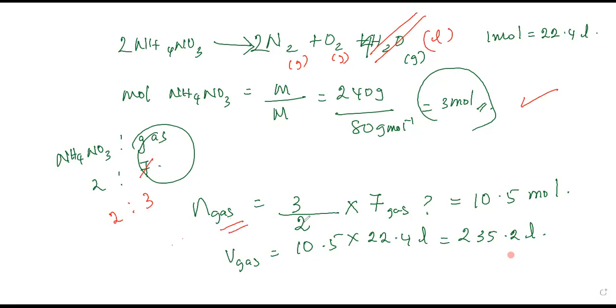Again, the 2 moles of ammonium nitrate actually contain 3 moles of gas. And for the 3 moles of gas, your answer is 4.5 moles. So again, I am substituting the 4.5 into 22.4 liters. Your answer is 108.